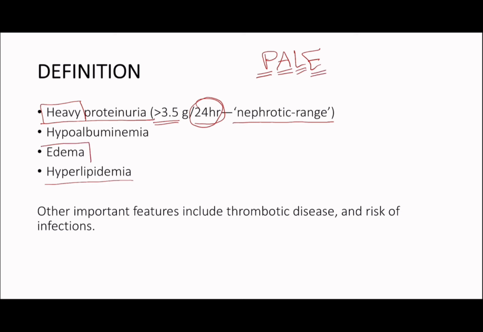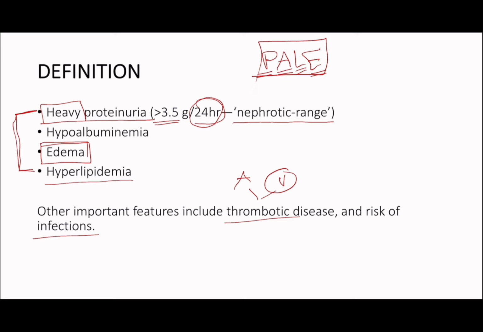Edema is the most common presenting feature of nephrotic syndrome. However, presentation with a complication is also common. Complications include thrombosis, which could be either arterial or venous, most commonly venous, and infections. And these patients are at risk of infections because they're losing immunoglobulins into the urine.